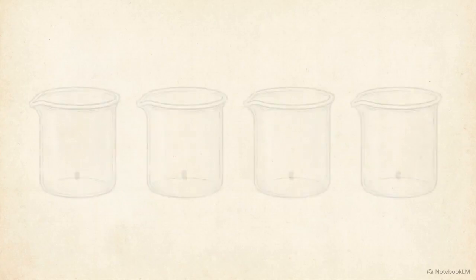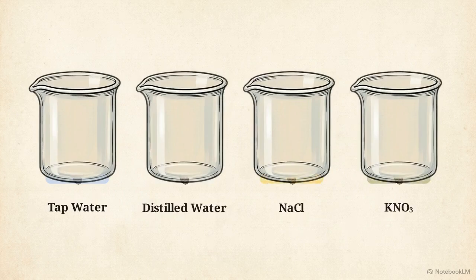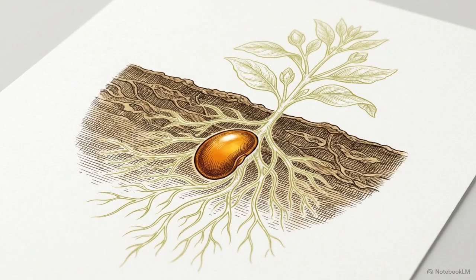To observe this interaction, we are testing seeds across 4 distinct liquid environments: normal tap water, distilled water with 0 dissolved solids, a sodium chloride solution, and a solution treated with potassium nitrate. The dissolved compounds in each of these liquids will mechanically alter the seed's ability to sprout, revealing how different chemical concentrations program the plant's development before it even leaves the soil.